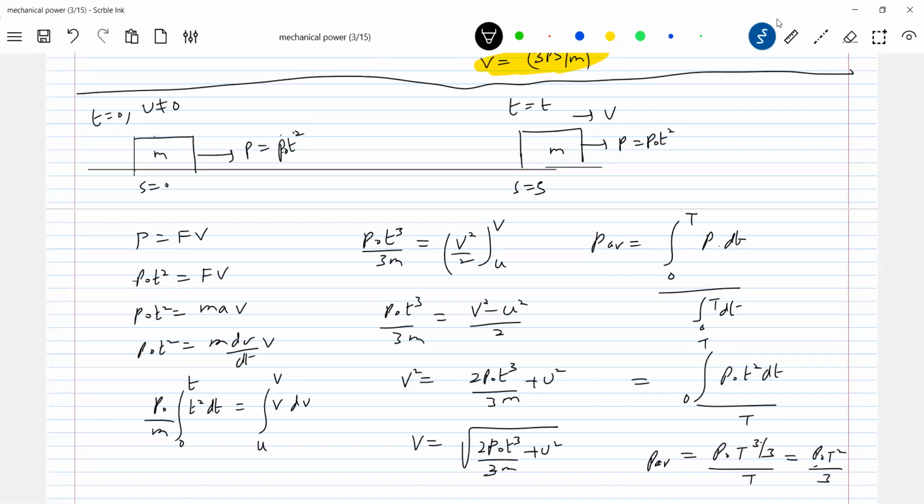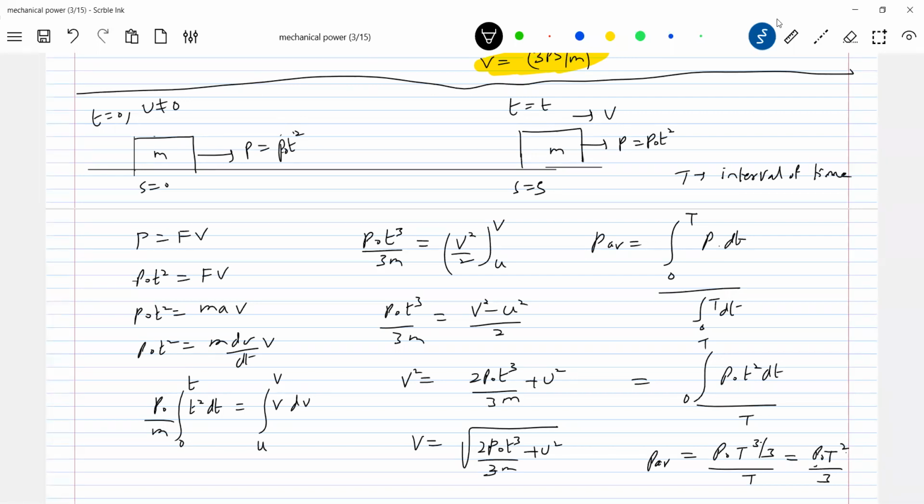So what is capital T? The interval of time. What is the average power delivered by this applied force in an interval of time T? Okay, now we know the average power.